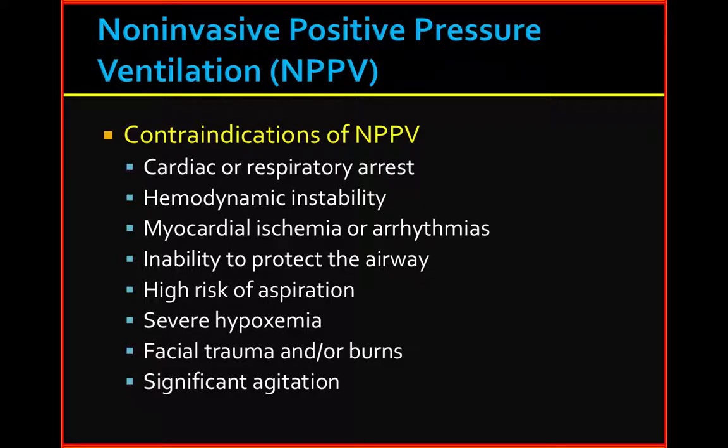FiO2, or inspired fraction of oxygen, is the percentage of oxygen in the air that is delivered to a patient. When first placing a patient on a ventilator, it is reasonable to start with an inspired fraction of oxygen at 100% and titrate down later. The goal is to use the minimum FiO2 required to have a PaO2 greater than 60 millimeters of mercury or an oxygen saturation greater than 90%.